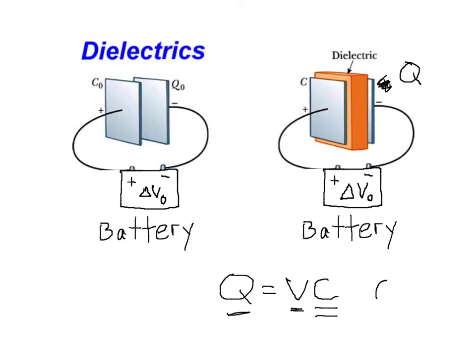So if you remember that the capacitance is just the ratio of how much charge we can build up for a given potential difference, it doesn't really matter whether we increase the Q as we did here, or on the previous page we decrease the voltage. We still end up getting that same ratio that the capacitance value has with the dielectric.